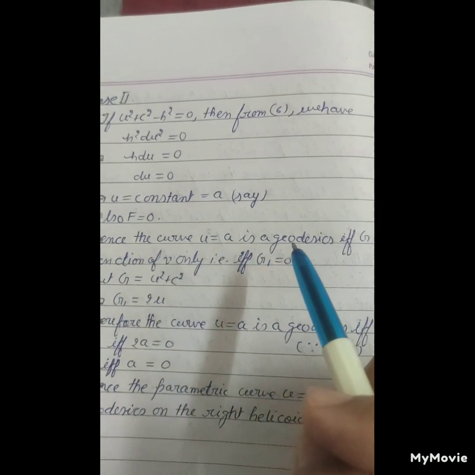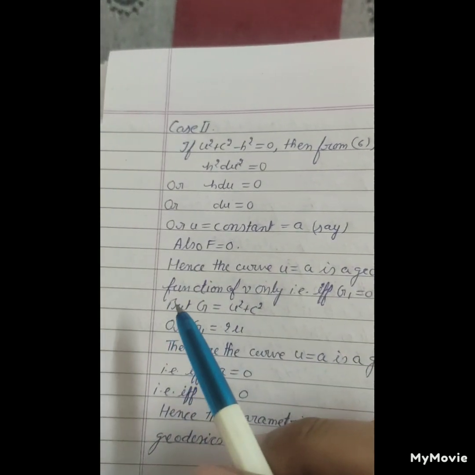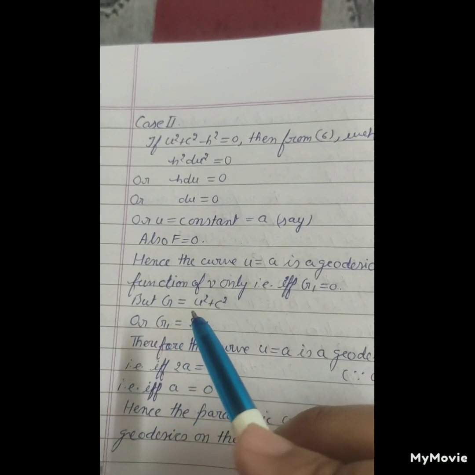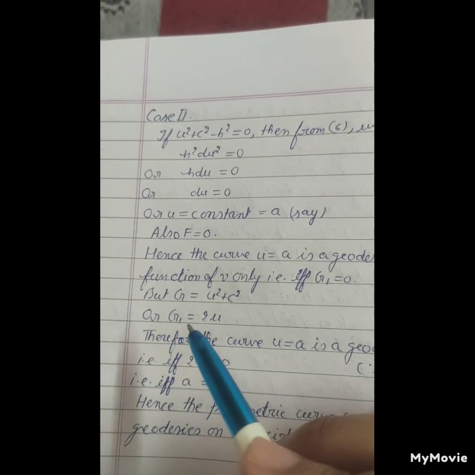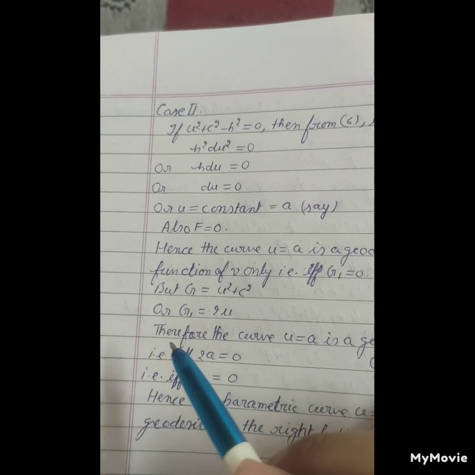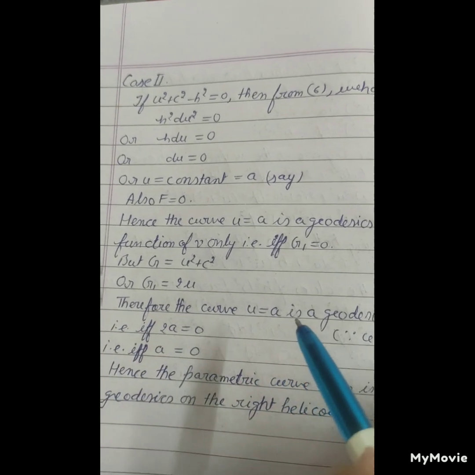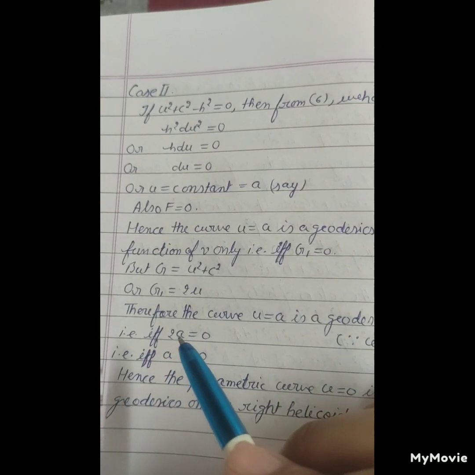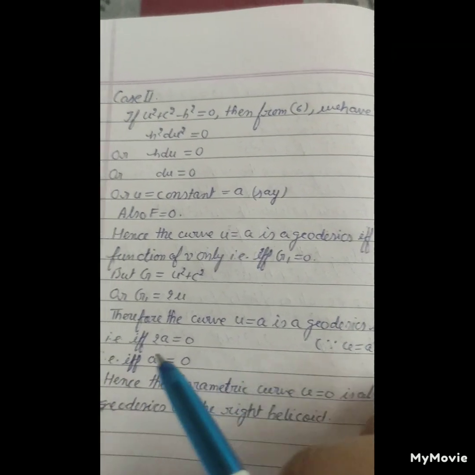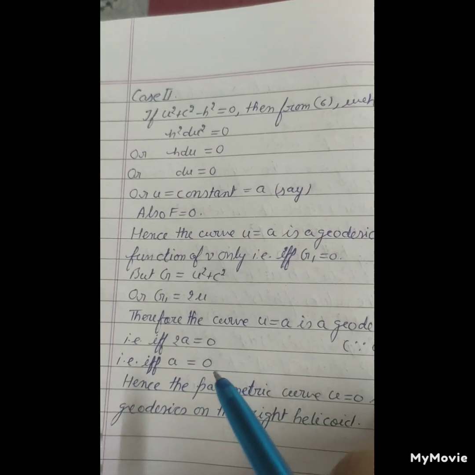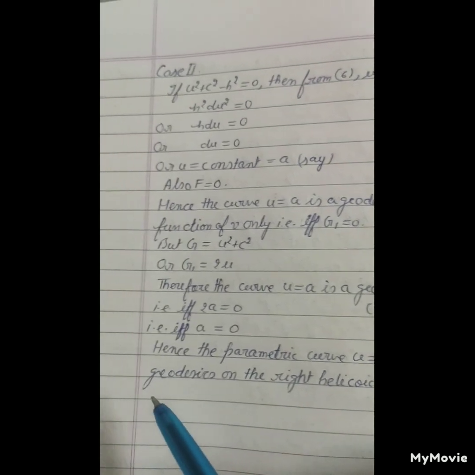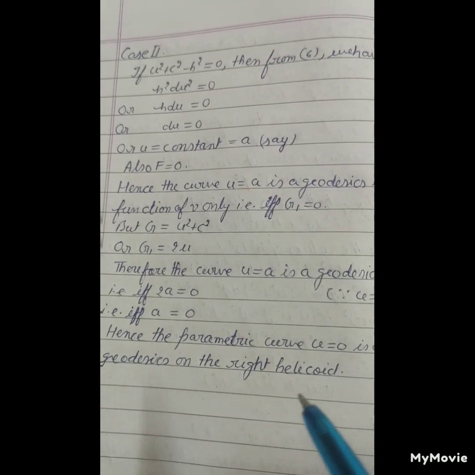Hence the curve u equals a is a geodesic if and only if g is a function of u only, that is if g1 is 0. g equals u square c square, or g1 equals 2u. Therefore the curve u equals a is a geodesic if and only if 2u equals 0, that is, if and only if 2a equals 0 because u equals a, that is, if and only if a equals 0. Hence the parametric curve u equals 0 is also a geodesic on the right helicoid.